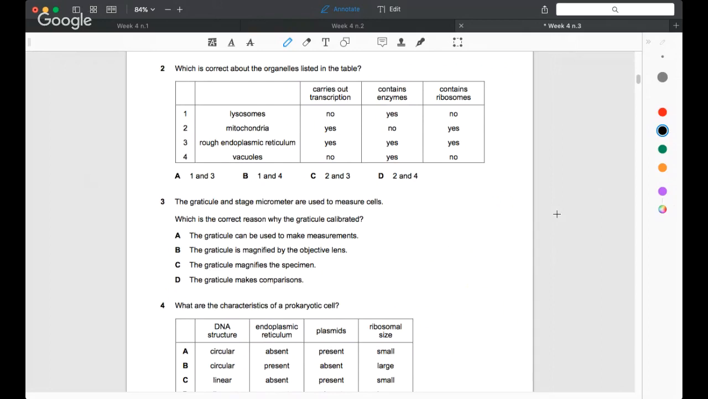Is it B? Yeah, it's B. Why is it? Because neither mitochondria nor the rough endoplasmic reticulum carry out transcription. Yeah, good. Now, why might you think the mitochondria does carry out transcription? Maybe because they supply the ATP, used for a lot of transport. They also have mitochondrial DNA. Ah, okay, yeah, which needs to be transcribed. But that doesn't happen in the mitochondria itself, it happens in the cytosol. Okay, good. Three.